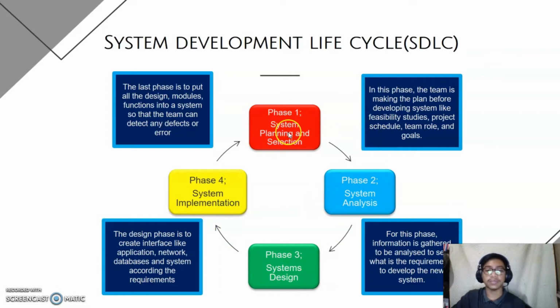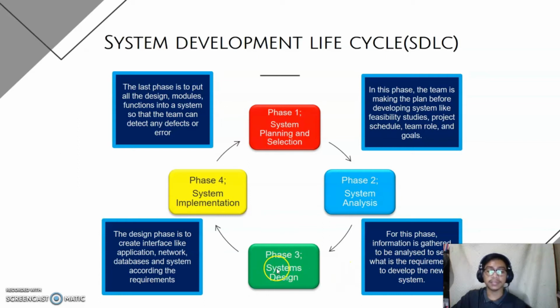So for the first phase, System Planning and Selection, in this phase, the team is making the plan before developing the system, like feasibility studies, project schedule, team roles, and goals. Next is phase 2, System Analysis. For this phase, information is gathered to be analyzed to see what the requirements are to develop the new system.